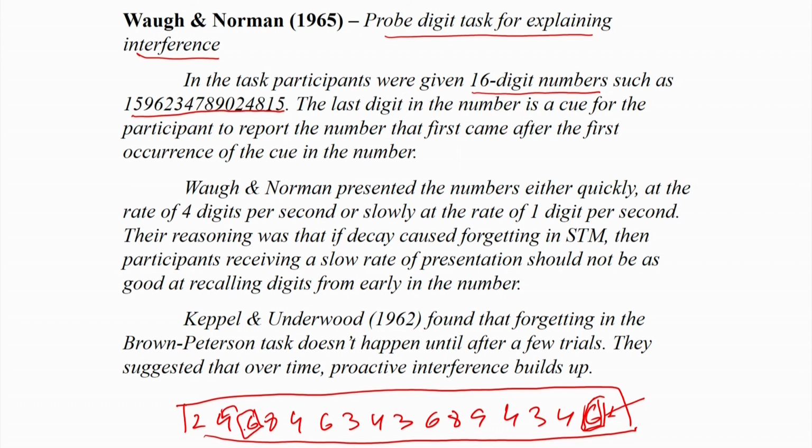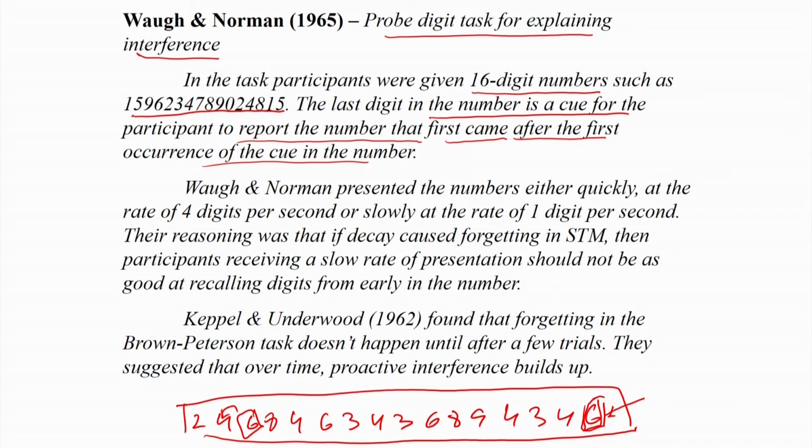So the last digit in the number is a cue for the participant to report the number that came right after the first occurrence of the cue in the number, and so 4 is the answer here. So this is the task. A 16 digit number is presented, you have to remember the last digit, remember the first occurrence of the last digit, and remember the number which preceded the first occurrence of the last digit.